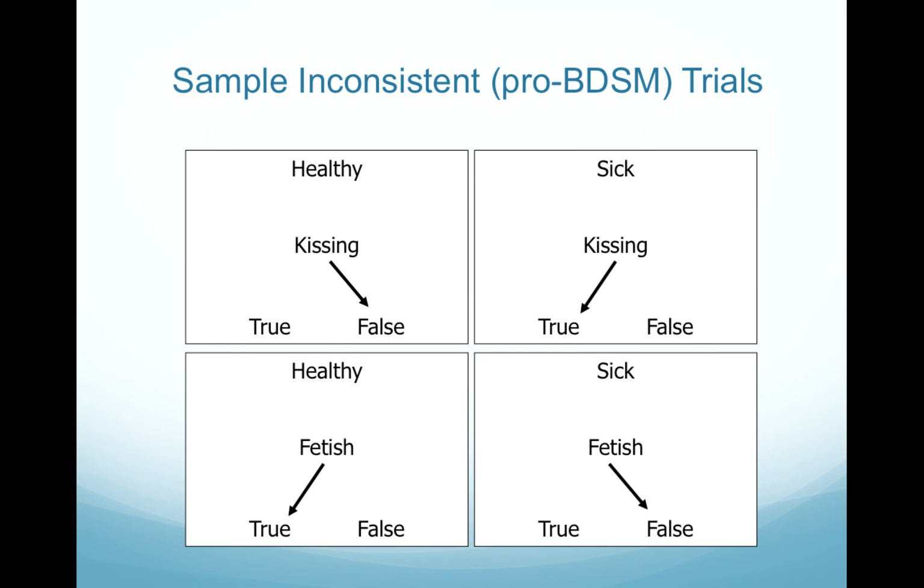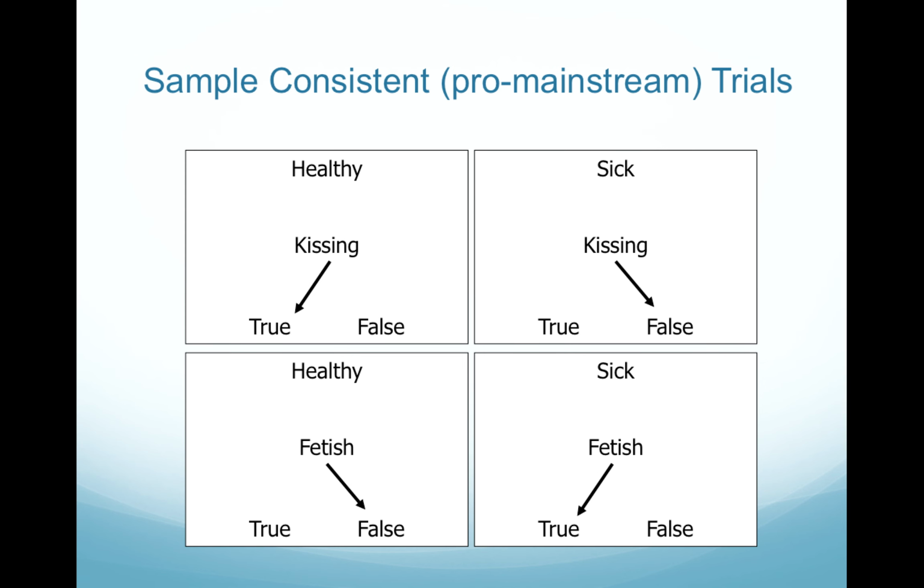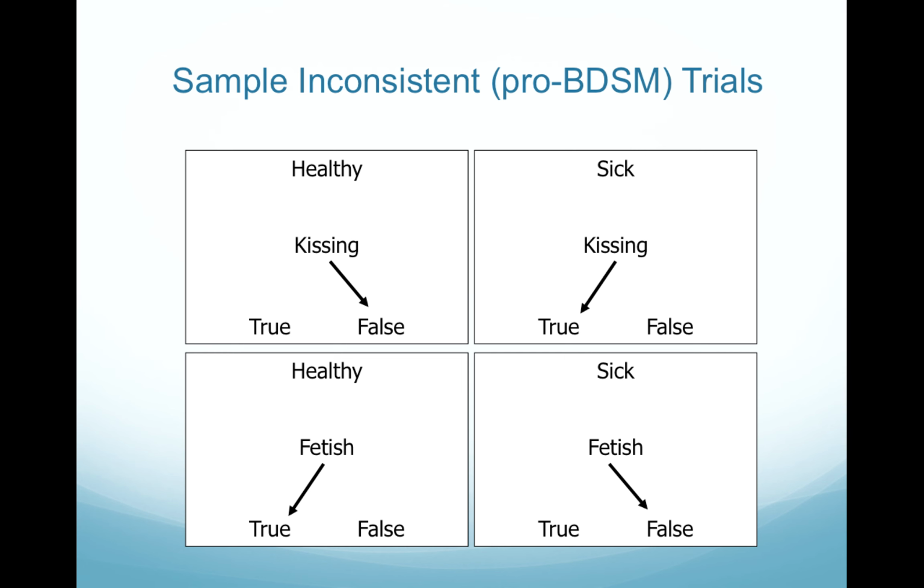Based on this logic, for most folks who are raised in a society and get messages about a certain type of more mainstream sexual practice being more appropriate, we might expect that they would have a shorter latency on the consistent trial blocks, where kissing and things like that are related to as healthy, and fetish and bondage and things like that are related to as sick. And then they would have longer latencies during the inconsistent trial block, where words like kissing and caress are related to as sick, and fetish and bondage and words like that are related to as healthy.